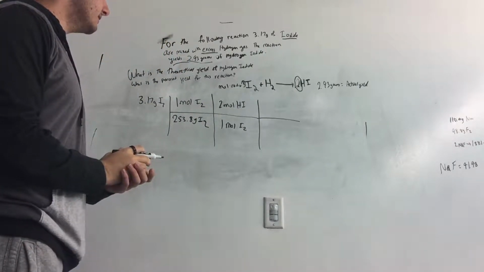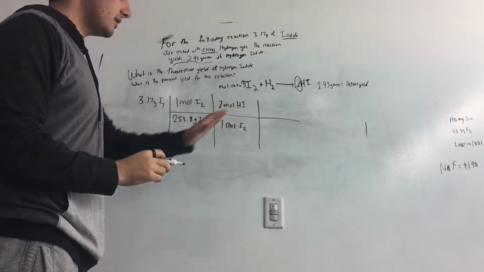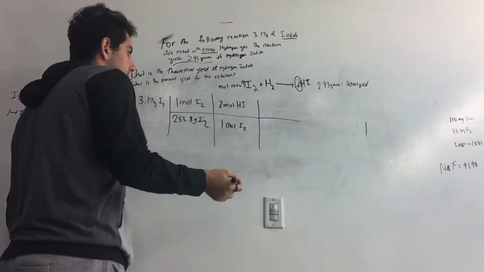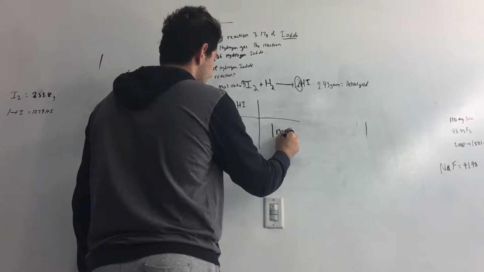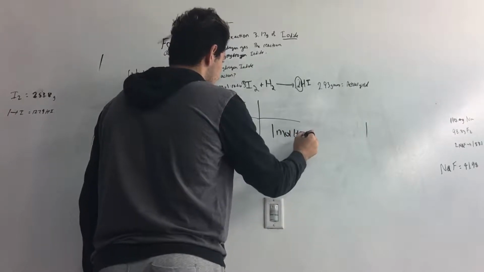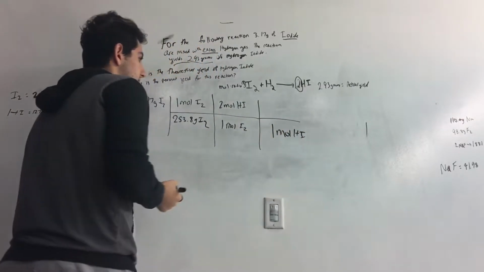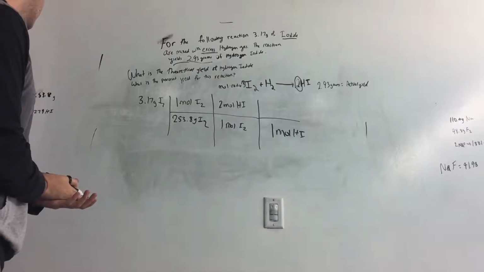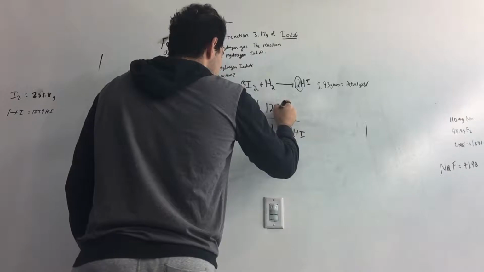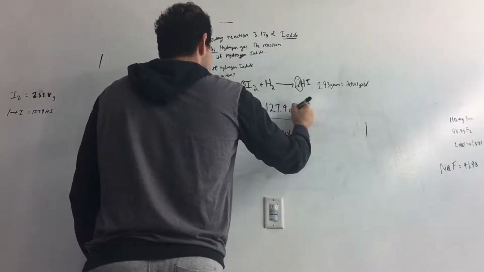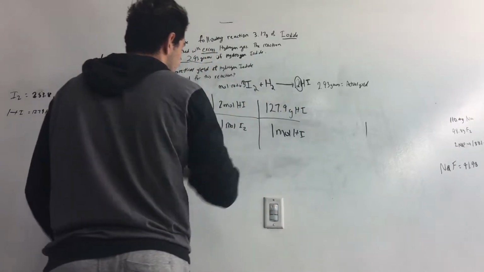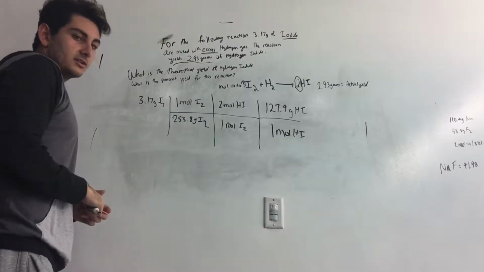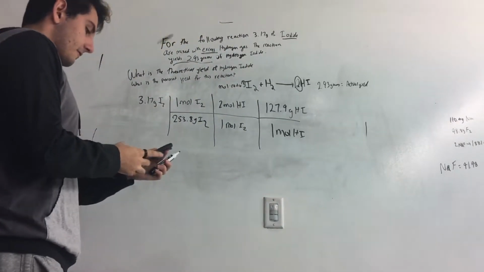And your last step is to convert this into grams of HI. So how do we do that? We do 1 mole here of HI so that these will cancel. And then on the top, you will have the molar mass. So the molar mass is 127.9 grams of HI. So this we're going to solve for the grams, okay? Ultimately, you want grams. Fair enough.